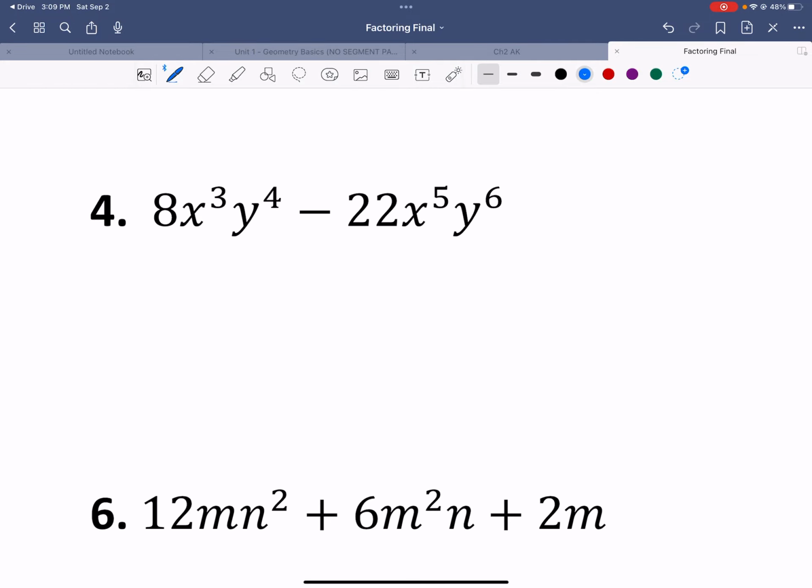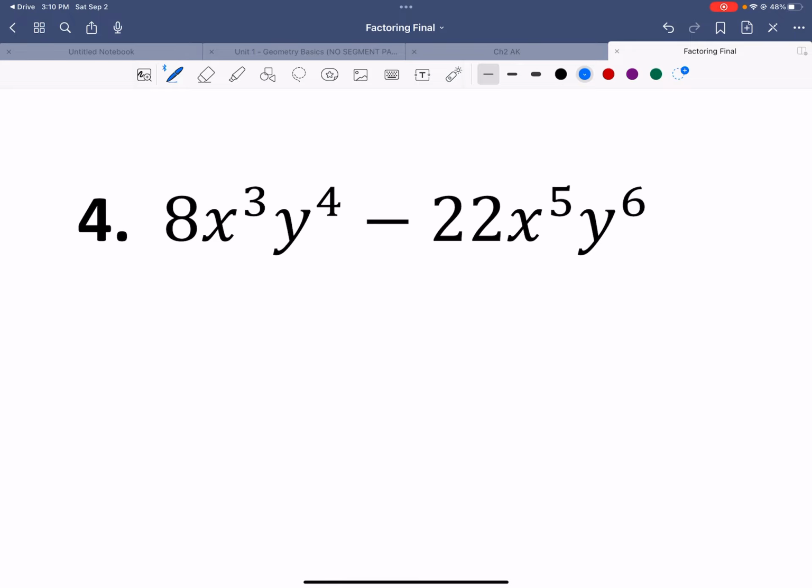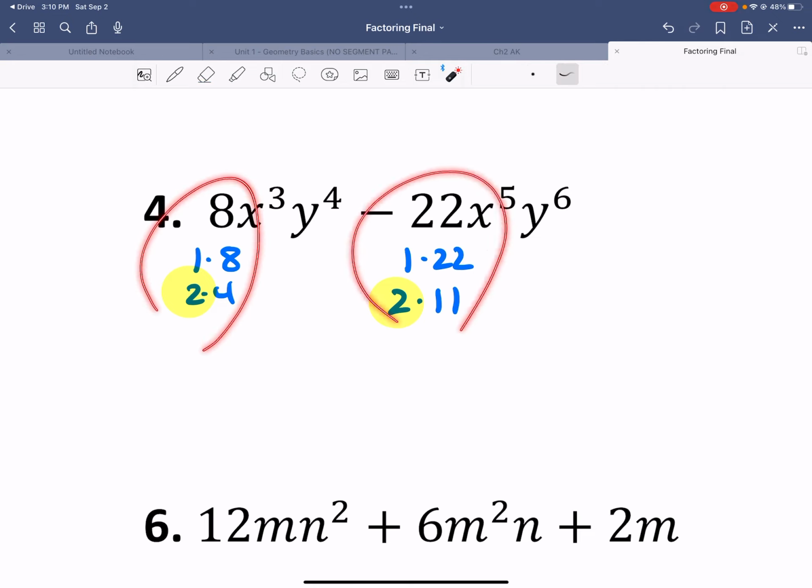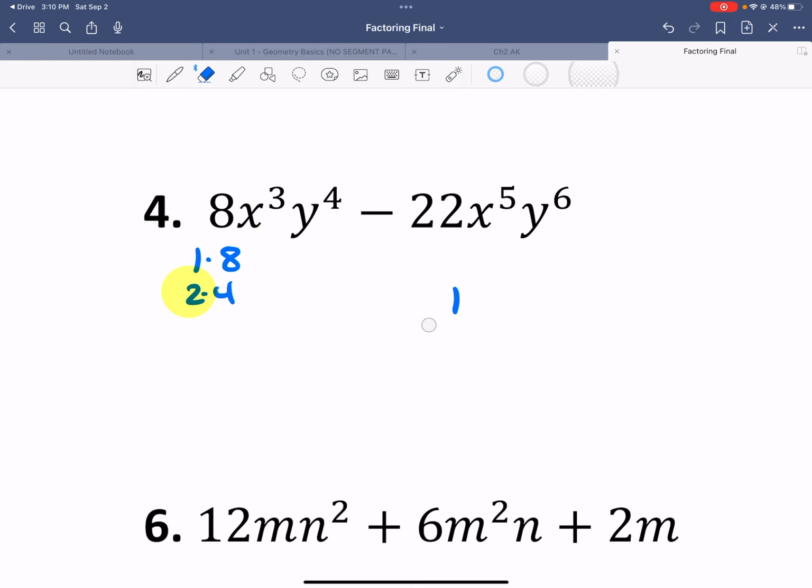Let me go over 8 and negative 22 like that one. So again, I don't use this method, but I will show you one more time. For 8, I can go with 1 times 8, 2 times 4. For 22, I can go with 1 times 22, 2 times 11. And as you can see, 2 is the greatest common factor, right? But if you try to do it like that, it will take a while because it has 2 numbers. So I usually just go with 1 number and see, does 8 go into 22? Does 4 go into 22? Does 2 go into 22? Something like that. But it's up to you.